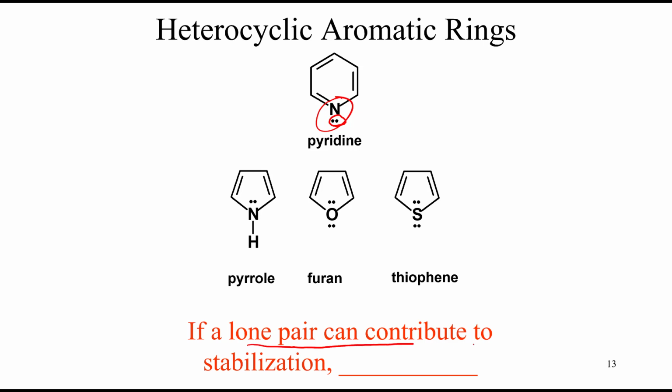So if a lone pair can contribute to stabilization, that is resonance stabilization, it will. Now, the main criterion is whether the contribution of the pair of electrons on the atom can be delocalized in the ring. So when I say it will, it means it participates in resonance. Now, pyrrole, furan, and thiophene are all examples of heterocycles that are aromatic. I thought I would go through a couple of these examples one by one, with some details to help you understand.